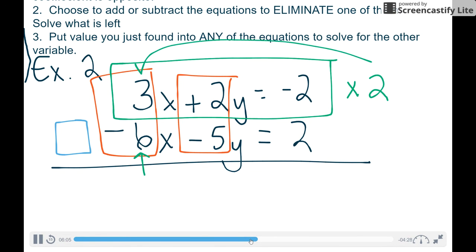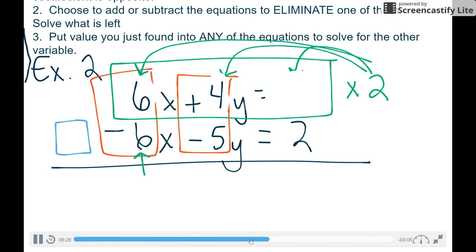So I'm going to take this times 2, this times 2, and this times 2, because remember, we're trying to eliminate. So if I take 3 times 2, that becomes a 6. If I take 2 times 2, that becomes a 4. And if I take -2 times 2, that becomes a -4. So again, I've changed it for the sake of wanting to delete it, but I haven't really changed the problem because I've just doubled all the numbers.